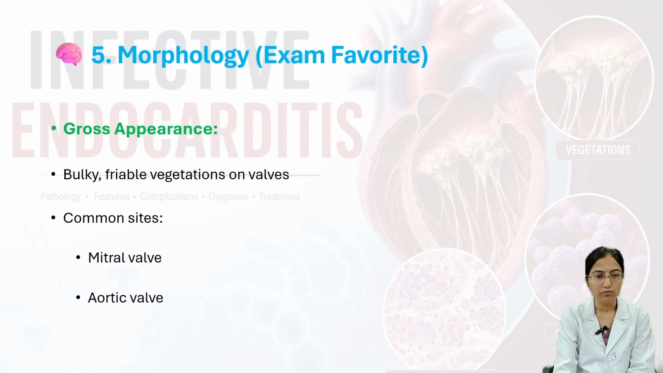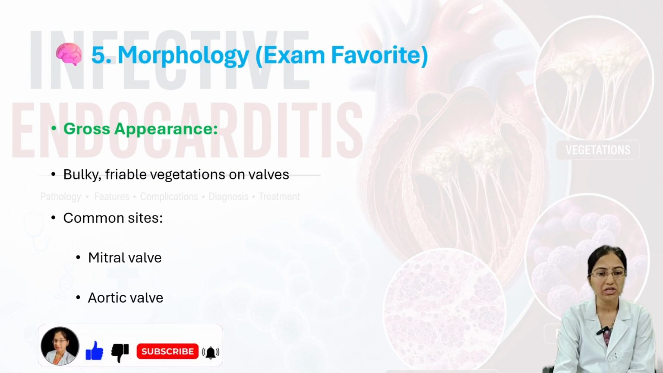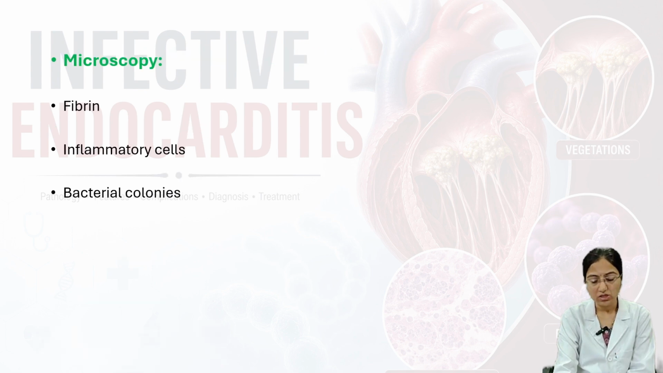Next we'll see the morphology of infective endocarditis. First we'll see the gross appearance. We can see bulky, friable vegetations on valves, and common sites are the mitral valve and aortic valve. Next we'll see the microscopic appearance. Here we can see fibrin, inflammatory cells, and bacterial colonies.